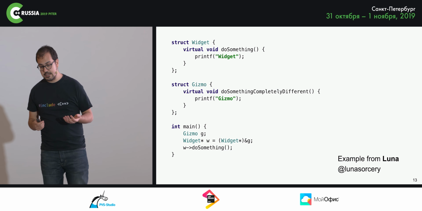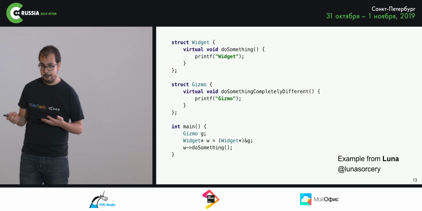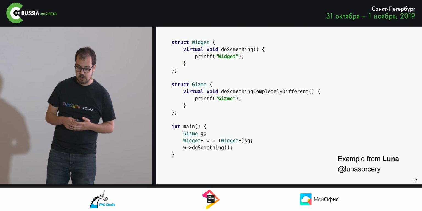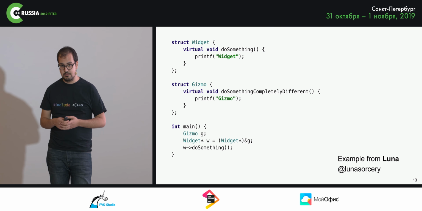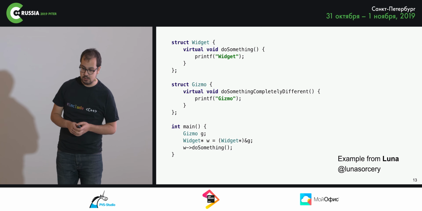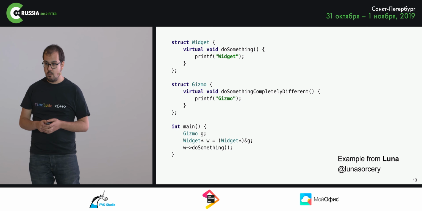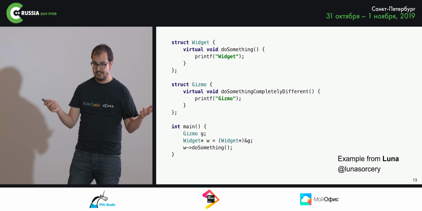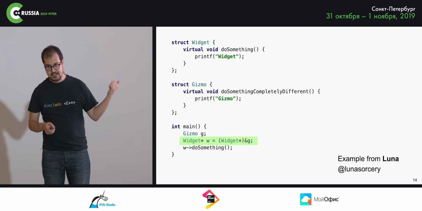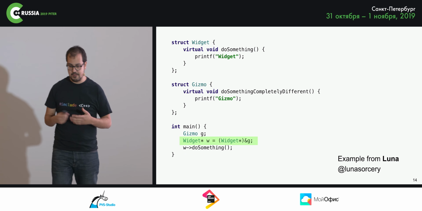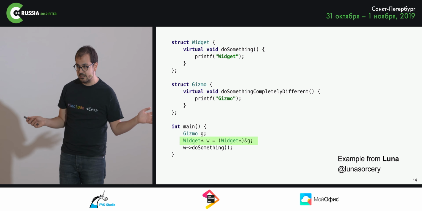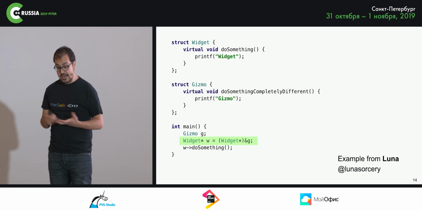And what we do is we create a gizmo, and then we cast it to a widget, and we call widget do something on that object. Okay? First question, is this code going to compile? Yes? Okay. So, of course, the interesting line is this here, right? So we have a gizmo, we cast it to widget, which is a completely different type. Yes, it's going to compile.